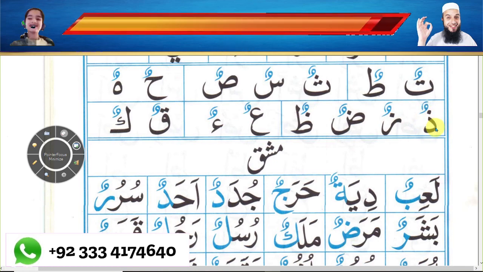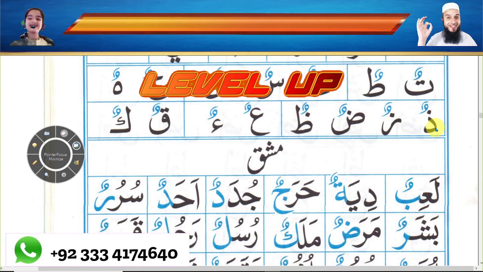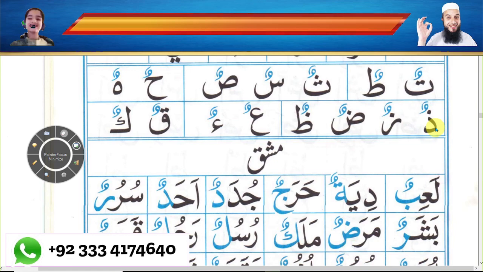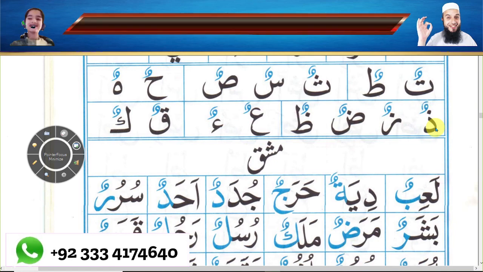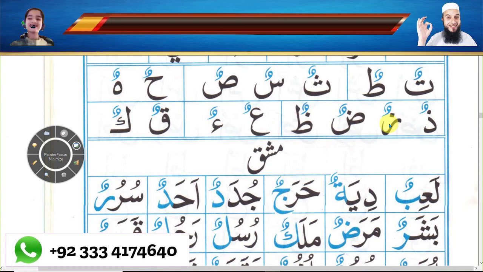Where do we place our tongue in this letter? At the upper front teeth. Yeah, at the edge of the upper front teeth. Good job. Where do we touch our tongue in the letter Za?